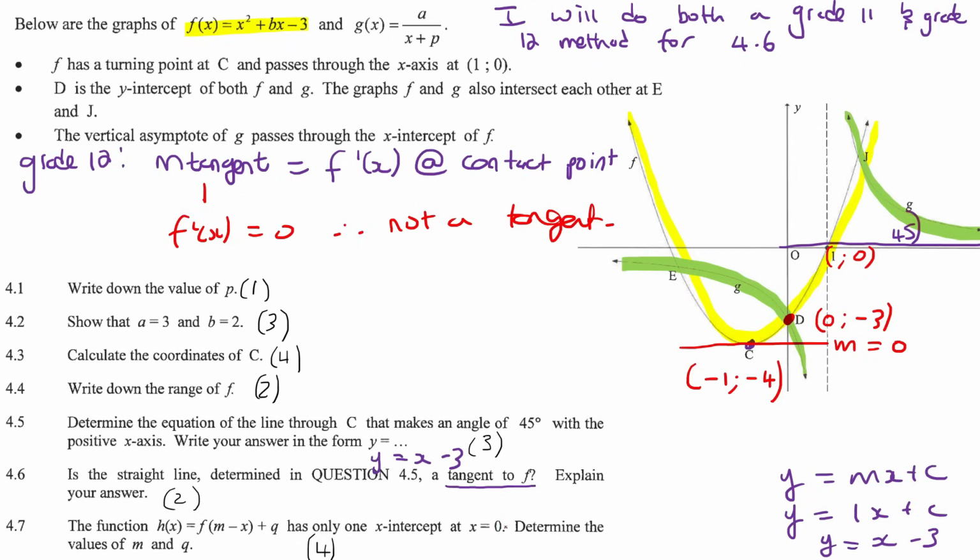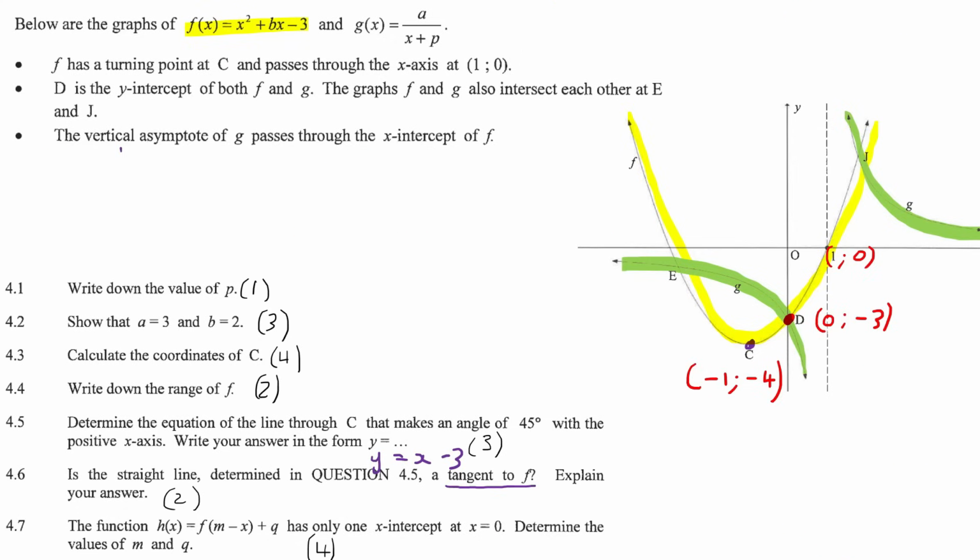The function h is equal to f of (x minus m) plus q, and it has only one intercept at x equals 0. Determine the values of m and q. Okay, so pretty much they're telling us that h, which is a brand new graph, is equal to the graph of f, which is this yellow one, but they then do a few modifications. This part here is going to move the graph either left or right, and then this part's going to move the graph up or down.